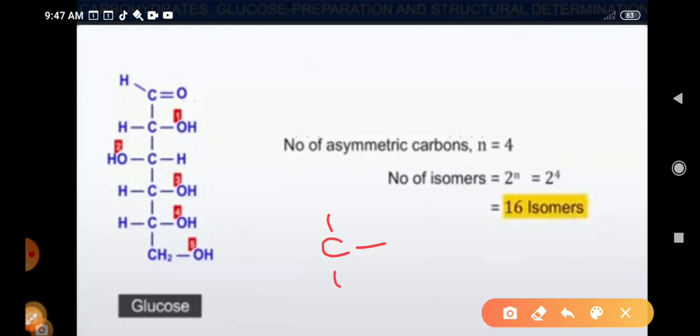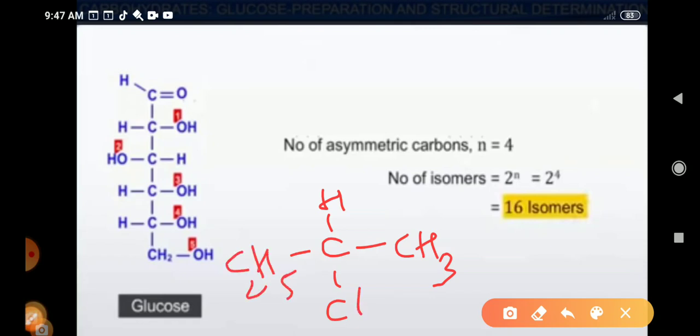Now let us take one example. Let us take one molecule. Here I am keeping H. Here it is CH3. Here it is Cl. And here it is C2H5. Now let us check, is it an optically active molecule, or is any asymmetric carbon atom present? Here there is one carbon atom, but this carbon atom is linked with 3 hydrogens. So this will not be asymmetric.